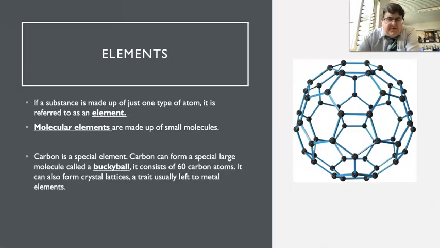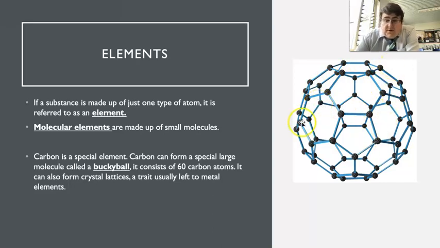Talking about elements themselves. If a substance is made up of just one type of atom, like I said before, it's referred to as an element. Molecular elements are made up of small molecules. So carbon is a special element that we're going to talk about here. Carbon can form special large molecules called buckyballs, which is what we see here, which is 60 carbon atoms all joined together to create this buckyball shape.